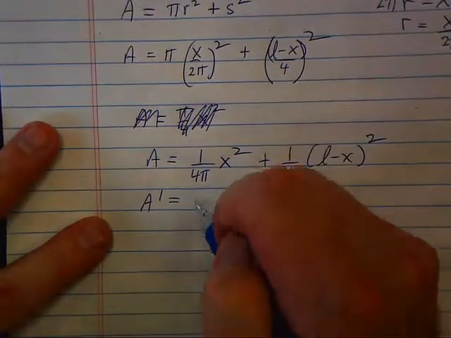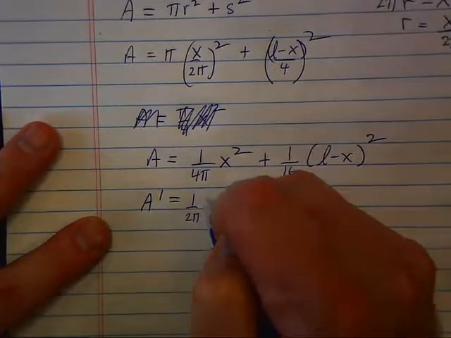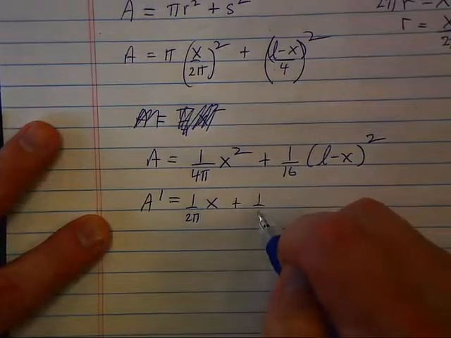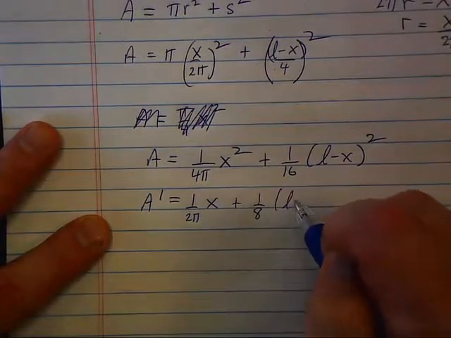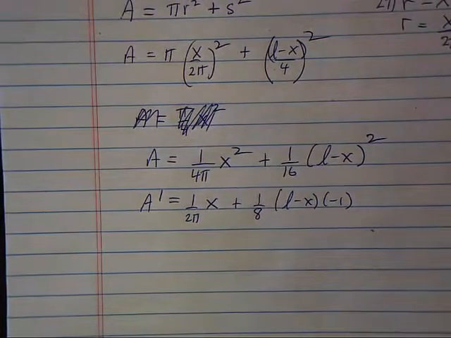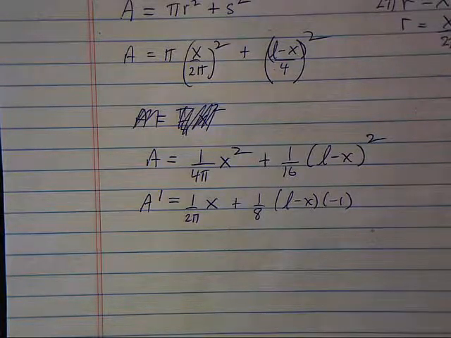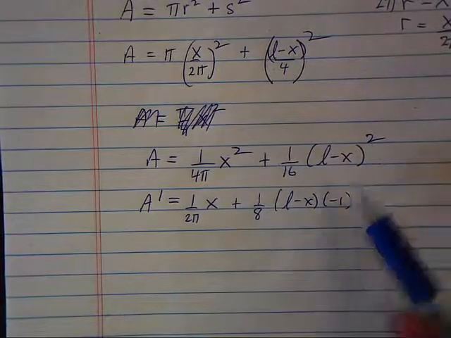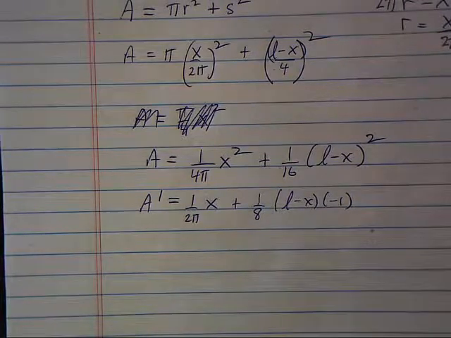Derivative. I bring the 2 down. I have 1 over 2 pi x plus 1 over 8 times (L minus x) times negative 1. Where'd that little negative 1 come from? I had to use the chain rule there, didn't I? I had to bring the 2 down, subtract 1 from my exponent, and then I needed to multiply by the derivative of the inside. That's where that negative 1 came from.